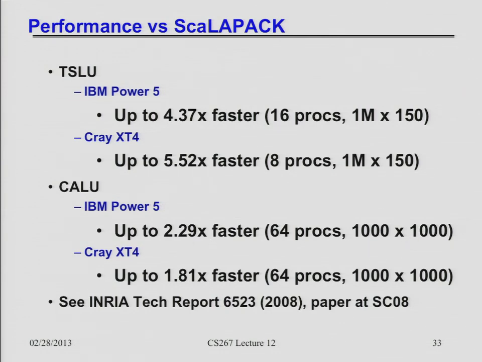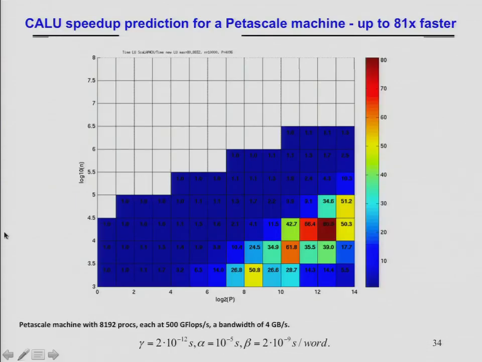So where is the real payoff for this likely to be? Let me show you a performance prediction. We have all these formulas that estimate the performance. Let me show you something that we actually haven't implemented, but could be an assignment if you wanted to try it on Hopper. This was a prediction we did before petascale machines existed.